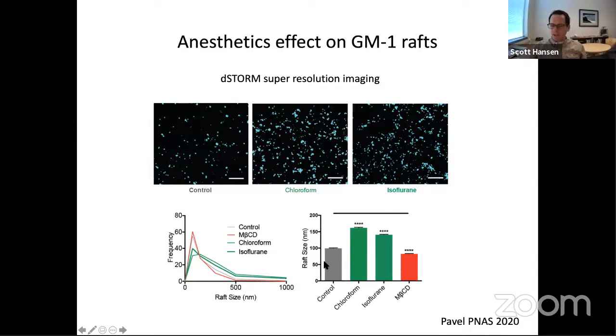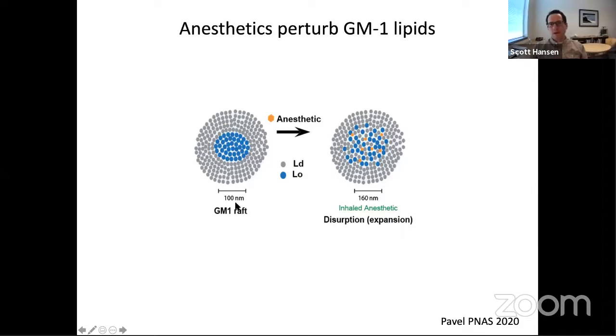So initially we were a little surprised. We were expecting the opposite. We were expecting anesthetics to disrupt the structure of the membrane. But nonetheless, this is what we saw. And it was disruption, but it appeared to be that they were getting larger.